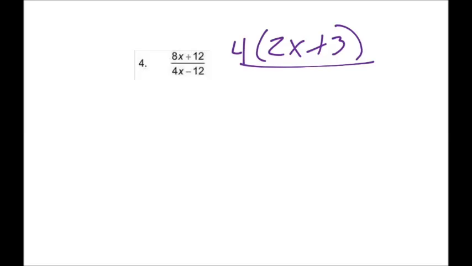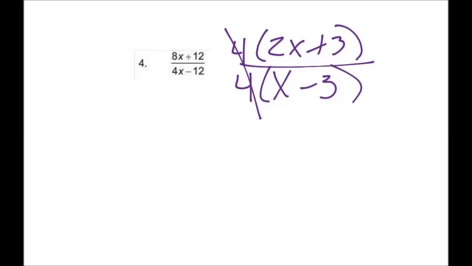My suggestion here is to see what you can pull out. On the top, they both divide by 4, and it leaves you 2x plus 3. On the bottom, these will both divide by 4, so you pull a 4 out, and it leaves you x minus 3. The stuff on the outside can cancel with each other, so our 4's go away.